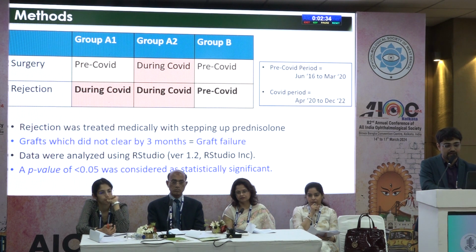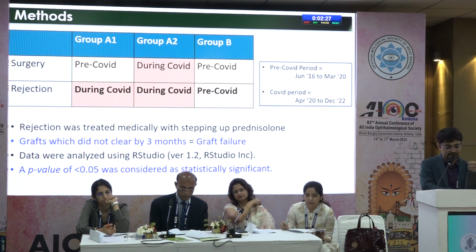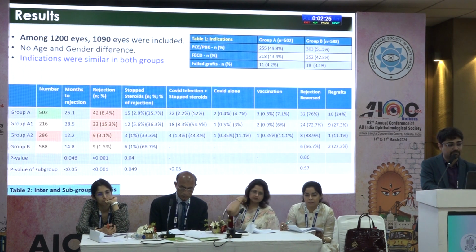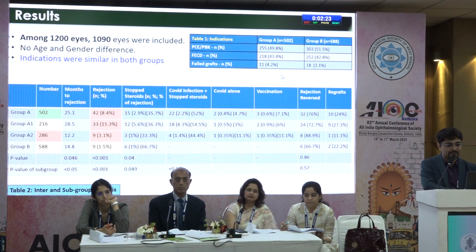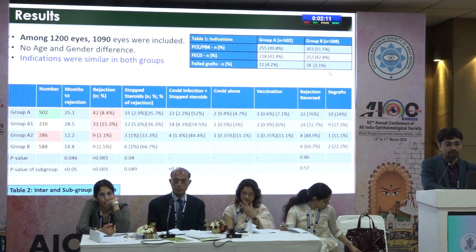Rejection was treated medically, and if it did not clear up by 3 months, it was labeled as a graft failure. The statistical analysis was done using R. This is a very busy slide, I'll just go over it. Preoperatively, there is no age and gender difference between the two groups, and the surgical indications are also similar across both the pre-COVID and the COVID group.